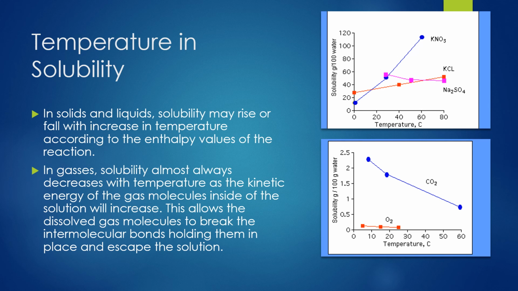Similarly to the solubility of solids and liquids in the previous lectures, temperature plays a big role in determining the solubility of gases and liquids. However, the difference arises in how their solubilities are affected by these changes in temperature. In solids, solubility can increase or decrease depending on whether the reaction is endothermic or exothermic. For example, in the top right diagram you can see that potassium nitrate solubility increases with temperature, while sodium sulfate solubility decreases. This contrasts the solubility of gases, which almost always decrease with temperature.